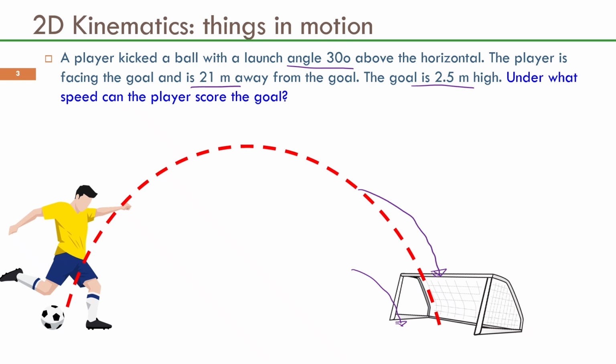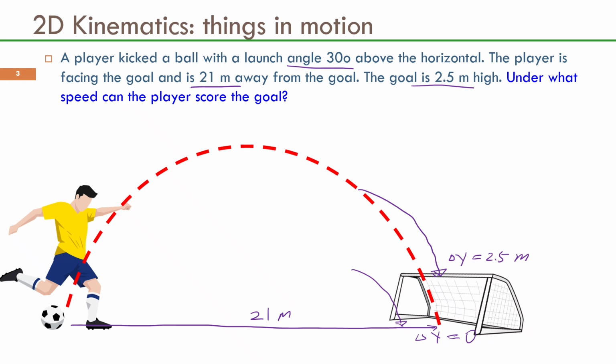If the ball hits the upper crossbar, delta y equals the height, which is 2.5 meter. And in the second situation, if the ball hits right in front of the goal line, delta y is 0. And under both situations, the horizontal displacement does not change, which is 21 meter.